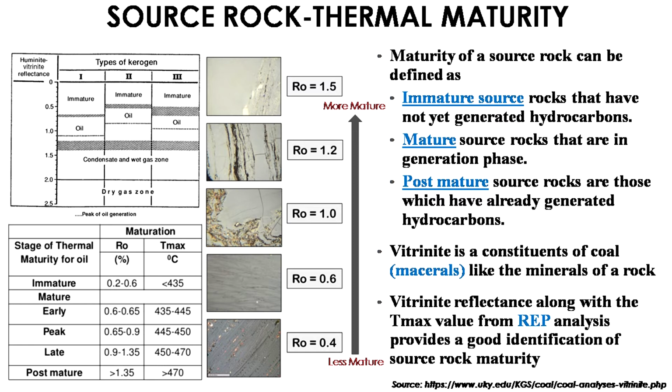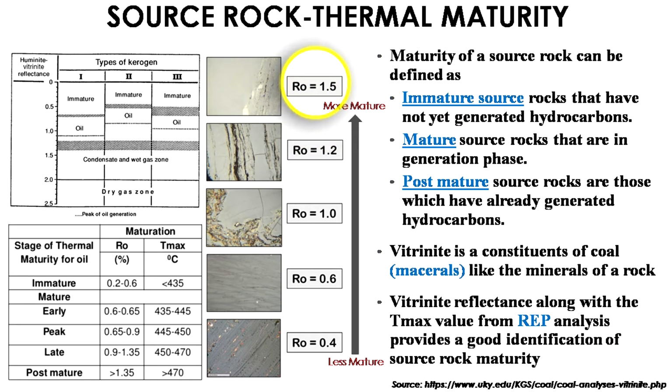Maceral is nothing but, as you have minerals in the rock, in the organic matter you have macerals that are there. As you increase temperature and the source rock gets more and more mature, the reflectance of the vitrinite changes, as you can see in this picture of thin section. So, Ro number, smaller number means that the source rock is less mature.